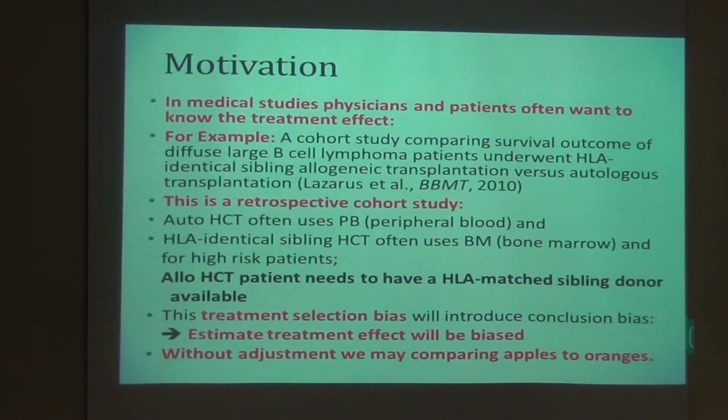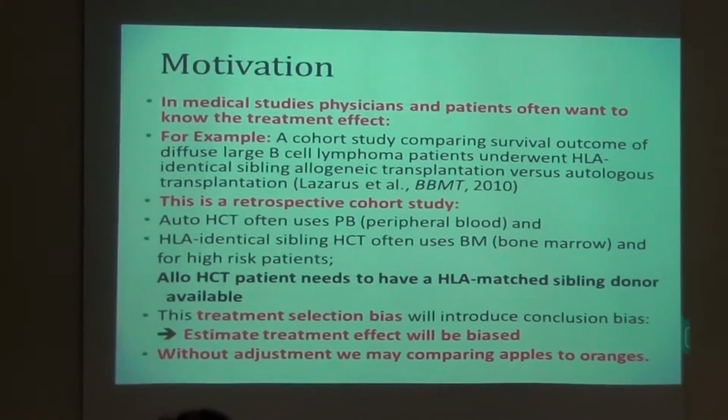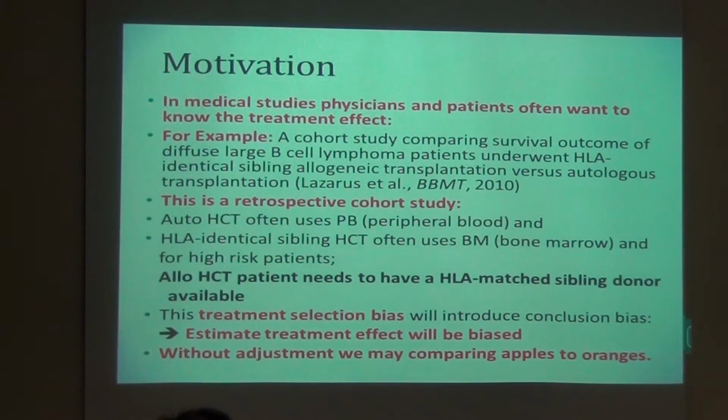All right, so here's the motivation. In medical studies, physicians and patients often want to know the treatment effect. For example, in this CIBMTR study for diffuse large B-cell lymphoma, there are commonly two treatments: one is the autologous transplant, and the other is the allogeneic sibling identical transplant. The question is which treatment is better in terms of survival probability, and if so, how much does the difference improve? This is the purpose of this study.